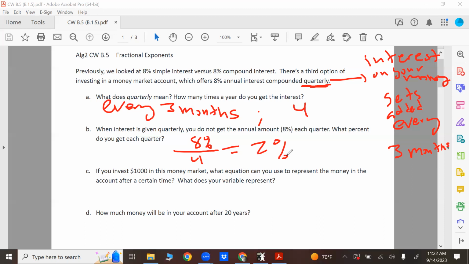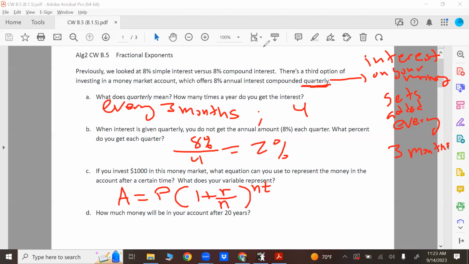Say, for example, you invest $1,000 in a money market account. Which equation can you use to represent the money in the account after a certain time? What does your variable represent? Let me give you the formula here. It's not quite easy. It looks kind of complicated, so bear with me. Okay, here's the formula. It's a little confusing, but I will give you the formula, don't worry. I'll even tell you what these things mean, but you have to know what to do with it.